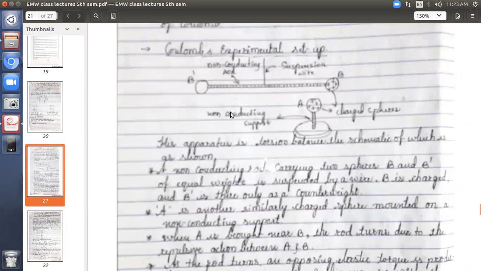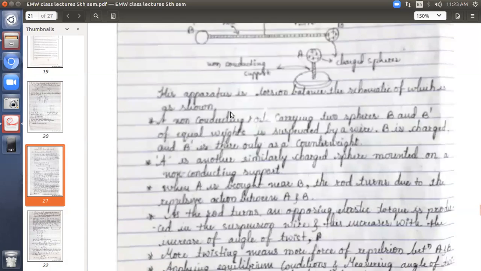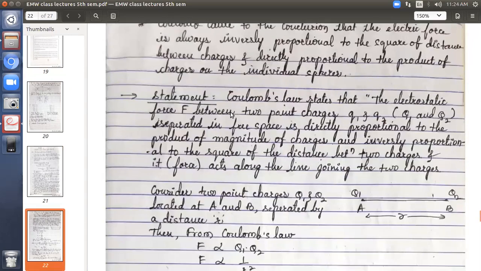And then you have seen the experimental setup, what Coulomb experimented. He used two spheres with some separation and used different charges. He observed many things by experimentation, and he concluded, as you have seen in the statement, that the electrostatic force between two point charges q1 and q2 separated in space is directly proportional to the product of their magnitudes and inversely proportional to the square of the distance between those two charges. And as force is a vector quantity, the direction of this force is very important. It acts along the line joining the two charges.